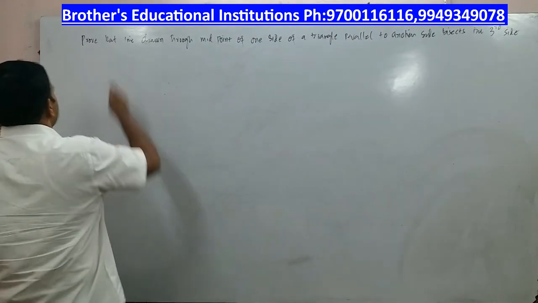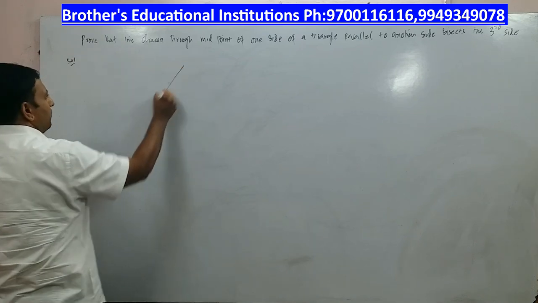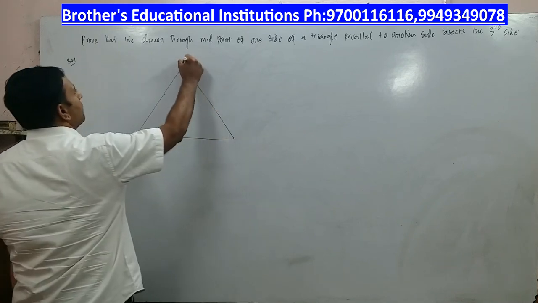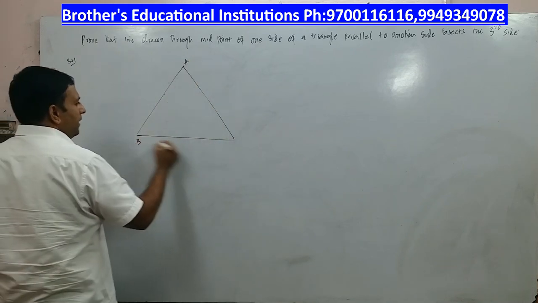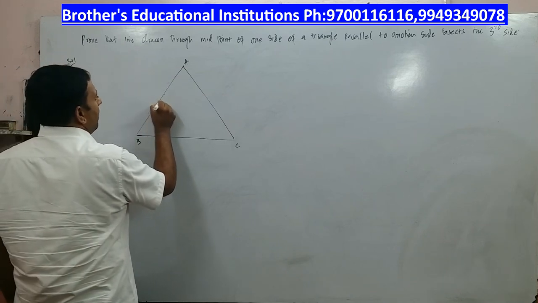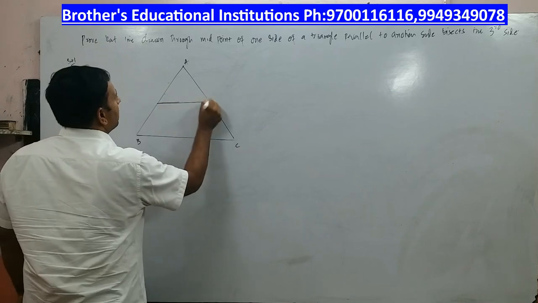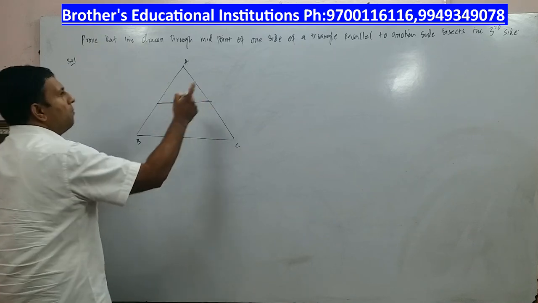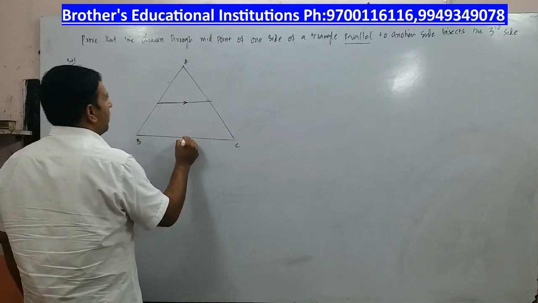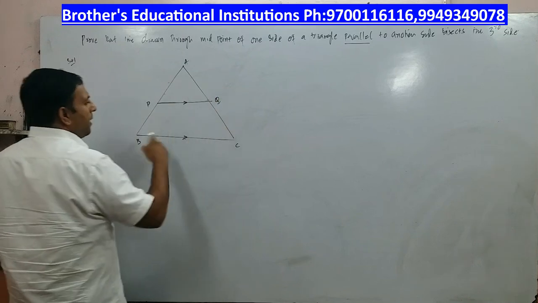Right? So sometimes problems will be given in this form. You need to draw a figure on your own. So let me take a triangle. This is triangle ABC. From this midpoint, I am drawing a line. And how do I have to draw? Parallel to the third side. Alright. So let this be triangle ABC and let this PQ be the line drawn parallel to BC.